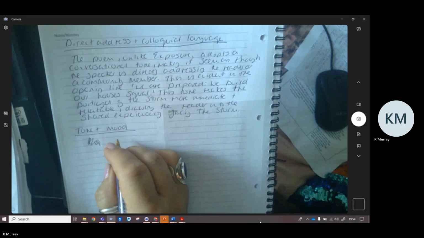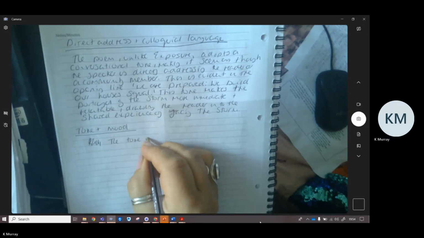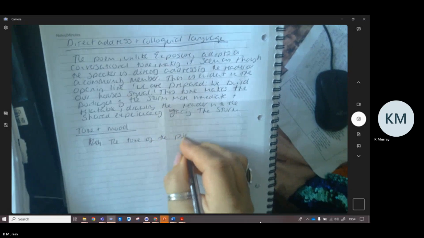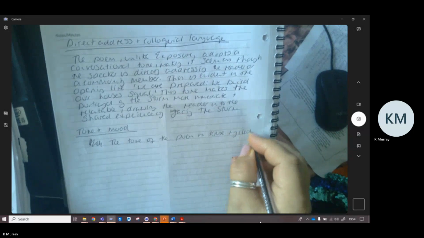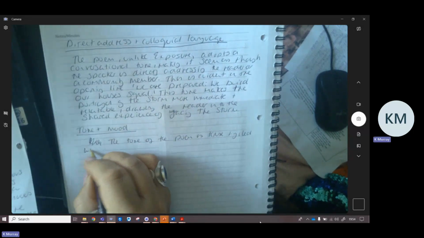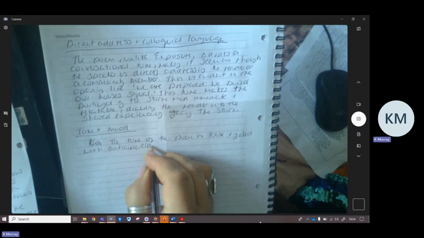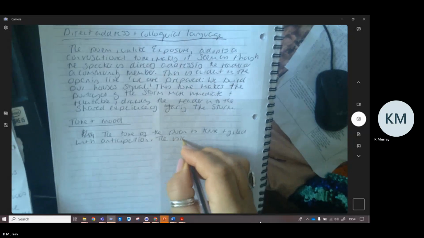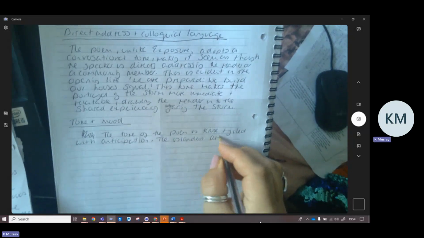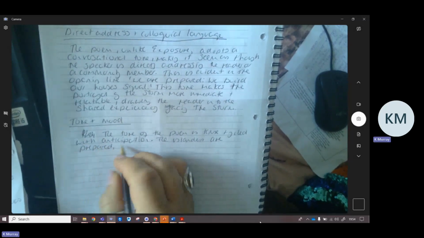The tone of the poem is tense and filled with anticipation. We feel anxious, don't we, for these islanders? The islanders are prepared. They've told us they're prepared, haven't they?